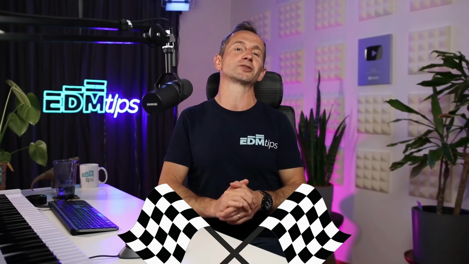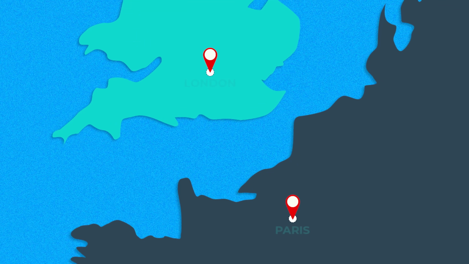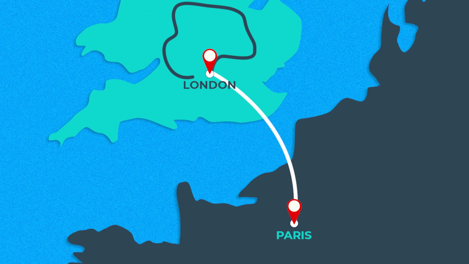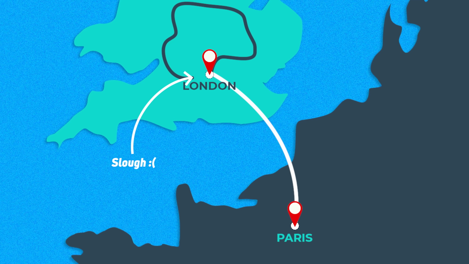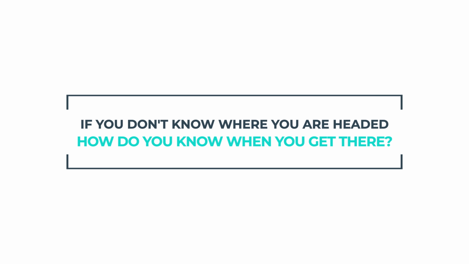Before we start though, I want you to imagine two teams in a race, Team A and Team B, and the race is from London to Paris. Team A's journey looks like this, whereas Team B's journey looked like this. So what was the difference? Well, Team B wasn't told that the finish line was in Paris. My point, if you don't know where you're headed, how do you know when you get there?